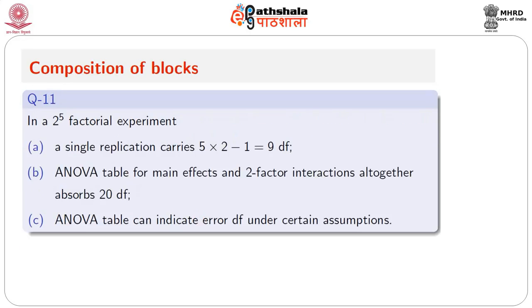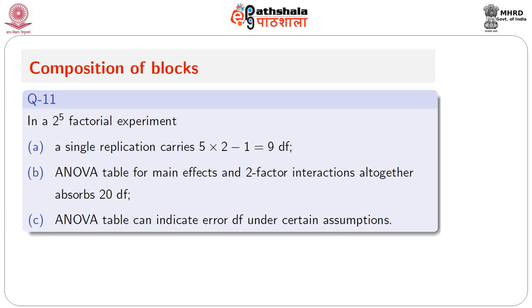Yes. So here, in a 2 to the power 5 factorial experiment, a single replication carries 5 into 2 minus 1 is equal to 9 degrees of freedom. Totally wrong, because 2 to the power 5 means 32. Minus 1, 31. It's the wrong interpretation.